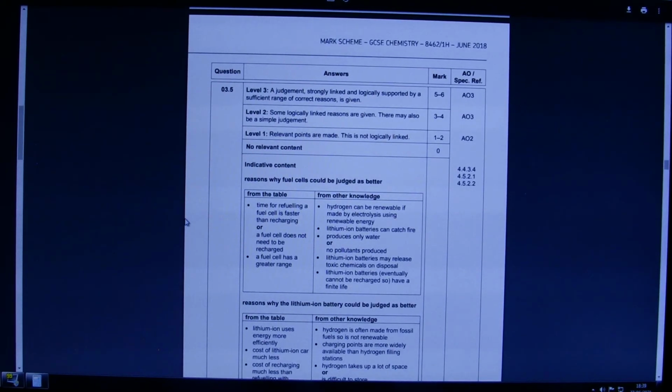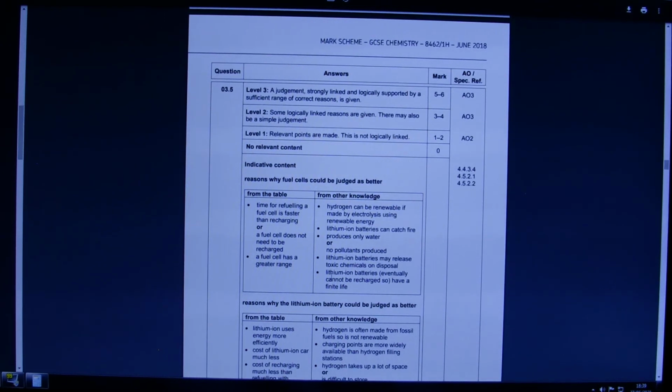Hydrogen can be renewable if made by electrolysis using renewable energy. Lithium-ion batteries can catch fire. Yeah. No pollutants produced, but that's potentially true of both. The pollutants are produced in the generation of the energy that's used to extract the hydrogen, or in the extraction and purification of lithium. A lot of them release toxic chemicals on disposal. Yeah.